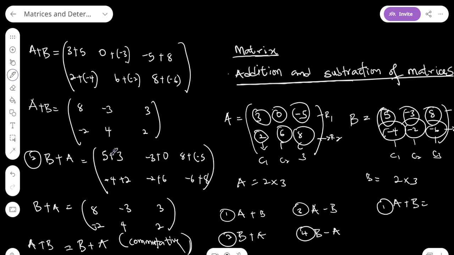Now, try this for me and drop your answer in the comment section. A minus B as well as B minus A. And then state if subtraction of matrices obeys the commutative law.